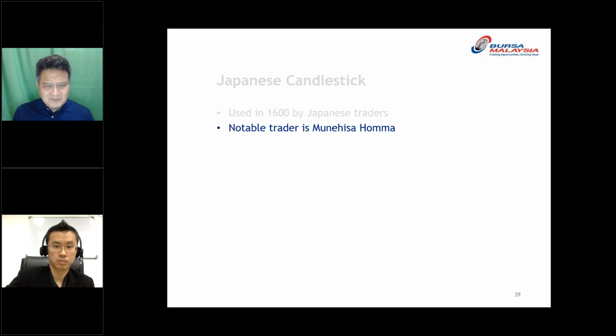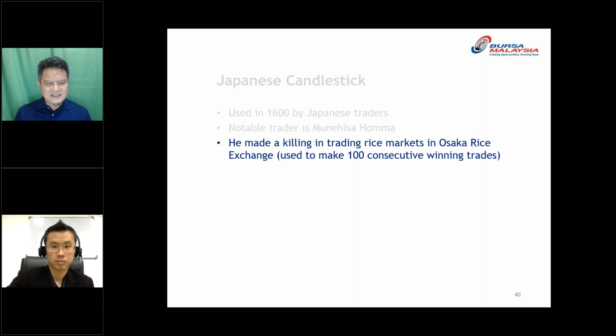It was said that he made a killing in the rice market trading at the Osaka Rice Exchange, and he used to make about 100 consecutive winning trades. As traders, it's not easy to make 100 consecutive winning trades. Yes, we can make a profit, but maybe we trade 10, lose 2 and gain 8, for example. But to make 100 consecutive winning trades is remarkable.